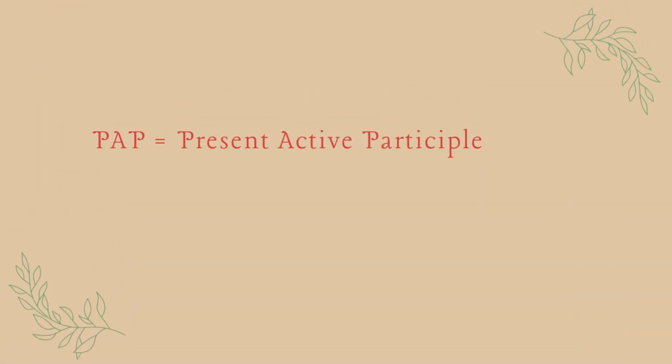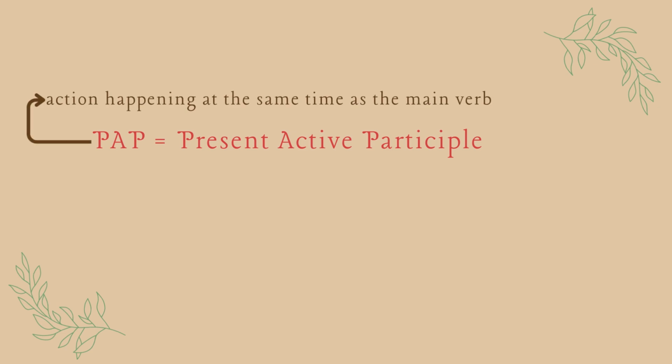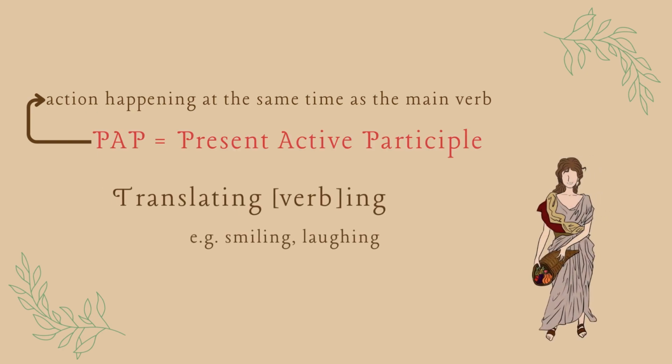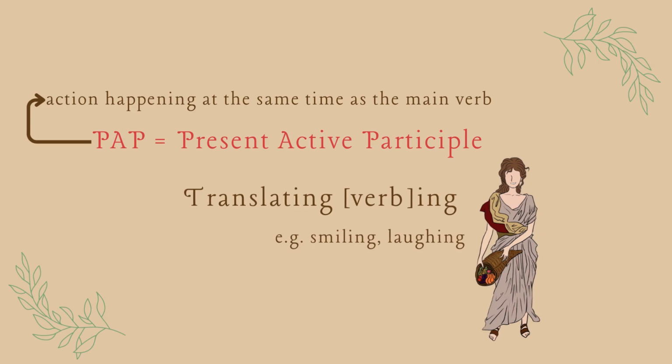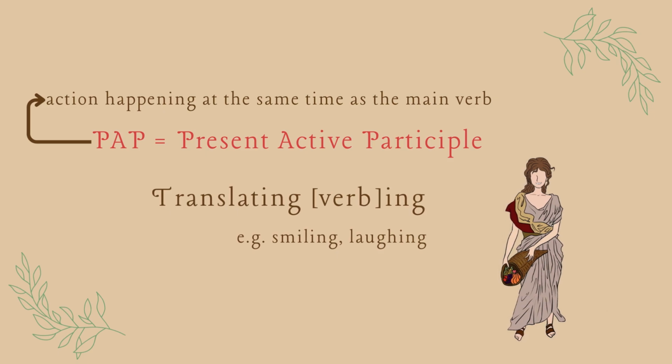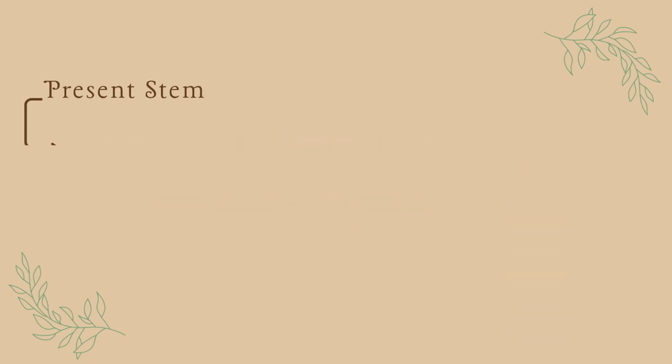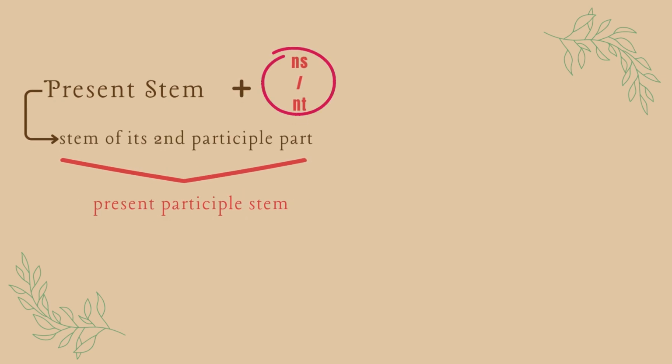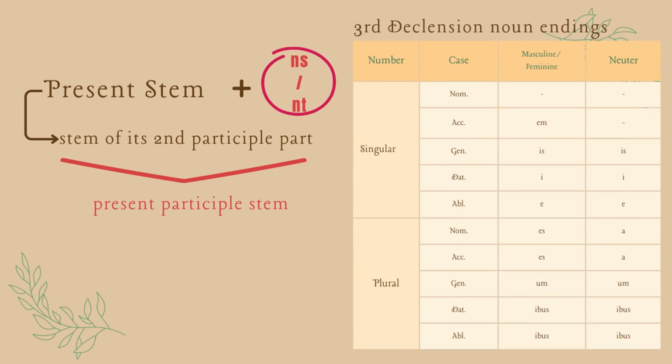First up is the PAP, short for the present active participle. It conveys an action happening at the same time as the main verb. So, when translating a PAP, often just adding an -ing after the verb is fine. The Latin for PAP is also fairly easy to remember. It is formed from the present tense of a verb plus either -ns or -nt. Then lastly, the third declension noun endings are put on the end.